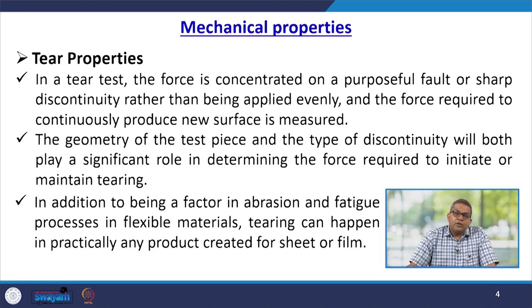So, when we talk about the tear properties, in a tear test, the force is concentrated on a purposeful fault or sharp discontinuity rather than being applied evenly, and the force required to continuously produce new surface is measured. The geometry of the test piece and the type of discontinuity both play a significant role in determining the force required to initiate or maintain tearing. In addition to being a factor in abrasion and fatigue processes in flexible material, tearing can happen in practically any product created from sheet or film.